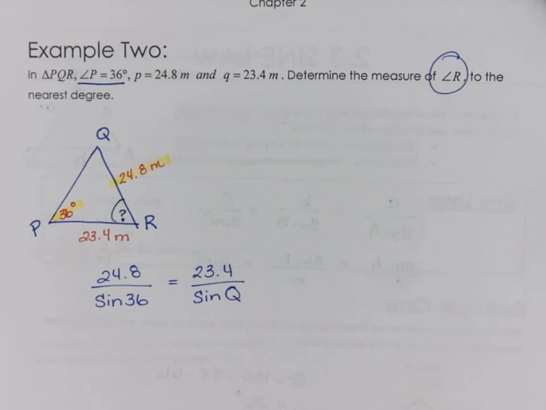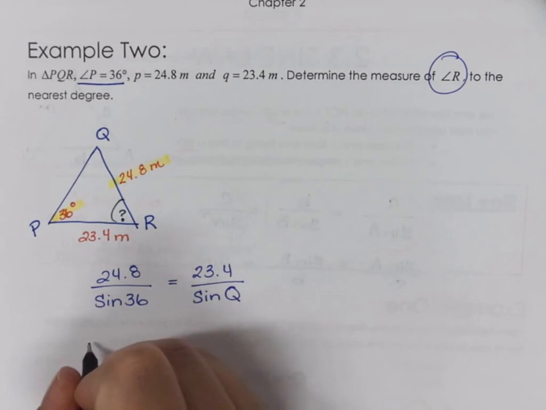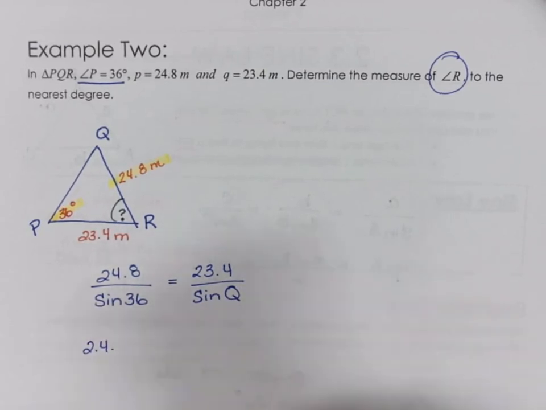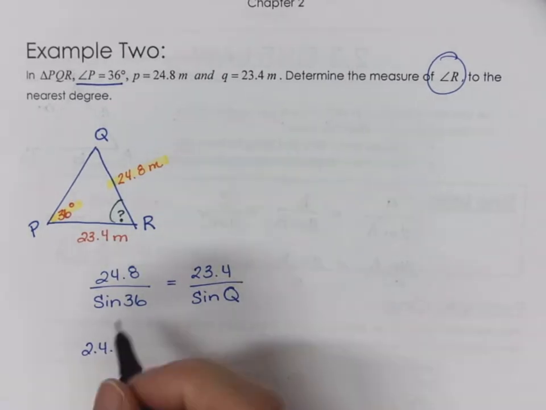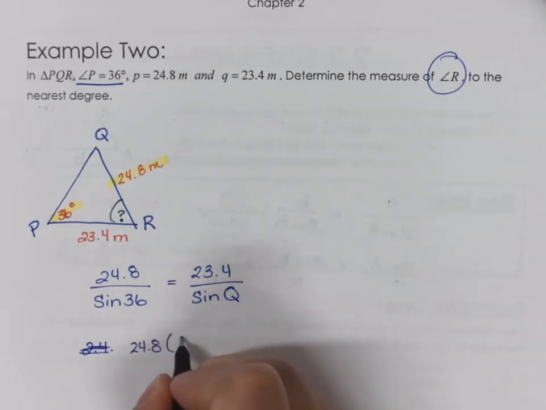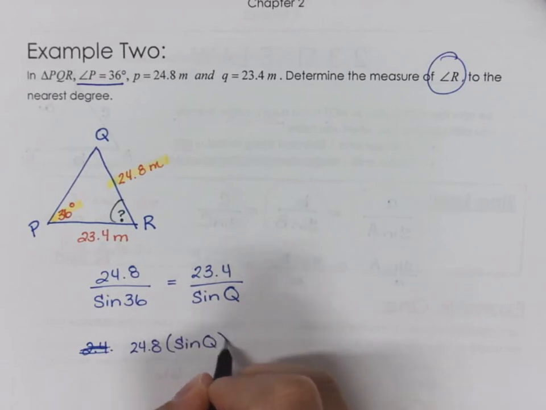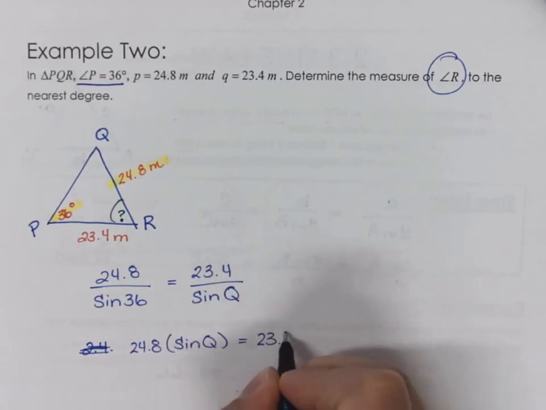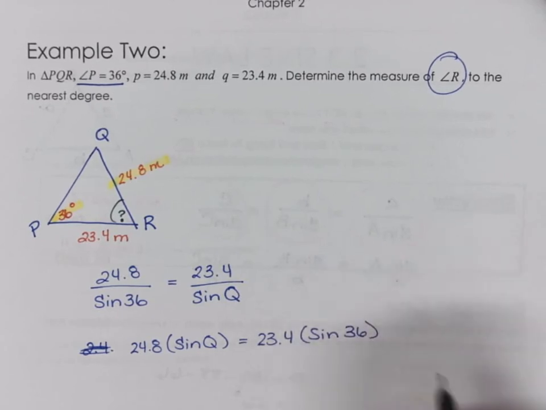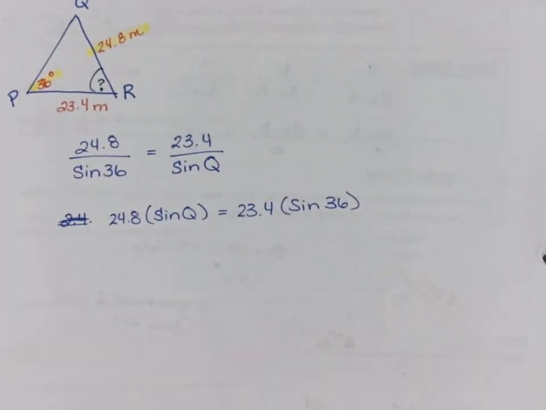So what am I going to do at this point? Cross multiply, I like it. So I'm going to have 24.8 times sine Q equals 23.4 times sine of 36. And again, I just want to point out that that's the end of the cross multiplying. Now we move on into isolating Q.